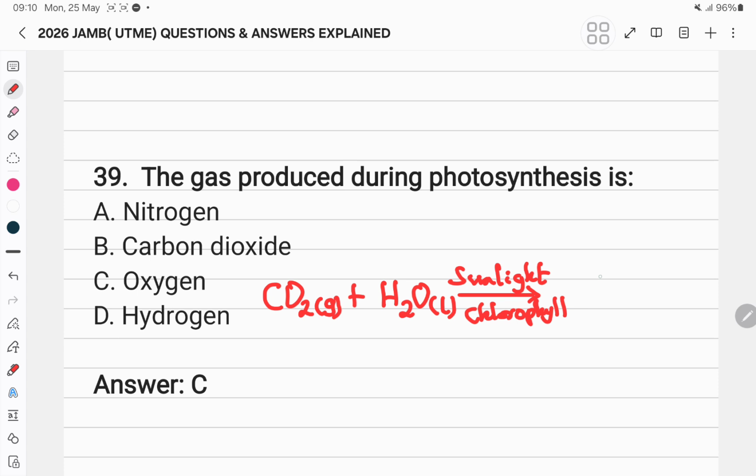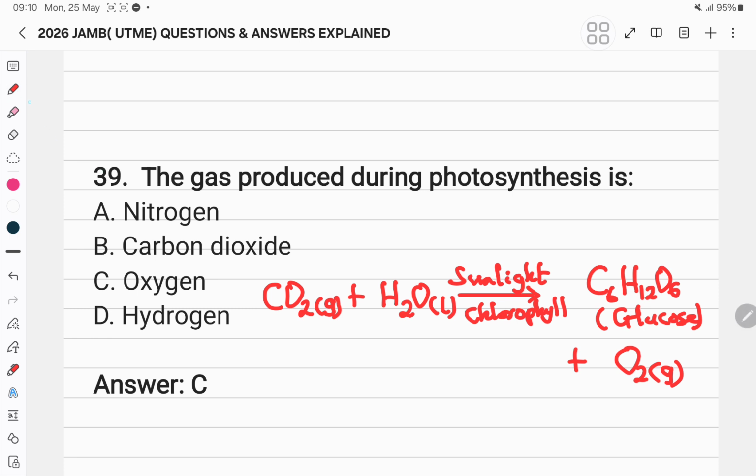Then it will produce the glucose, which is represented by this molecular formula. This is the food substance, which is mainly glucose. And there will be oxygen gas liberated in the process. Oxygen is not required by plants, so during photosynthesis, it is released into the surroundings.